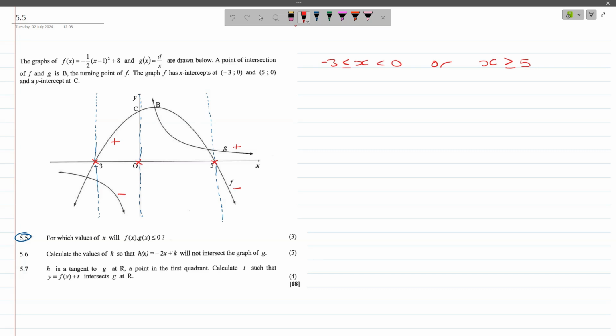You can also write it in terms of the bracket. So x is an element of all numbers between minus 3 and 0 not included, or you can say in unison with 5 up to infinity, like that.